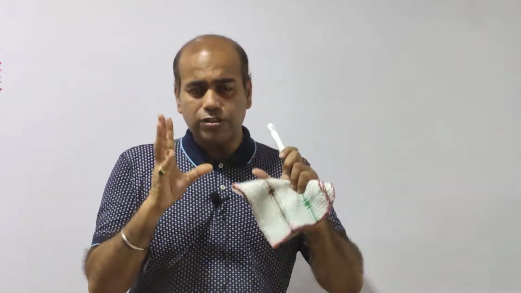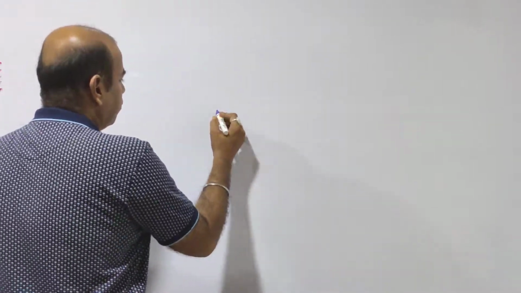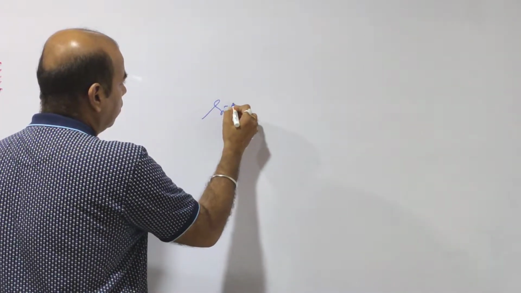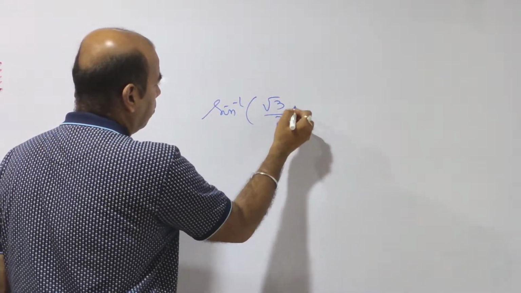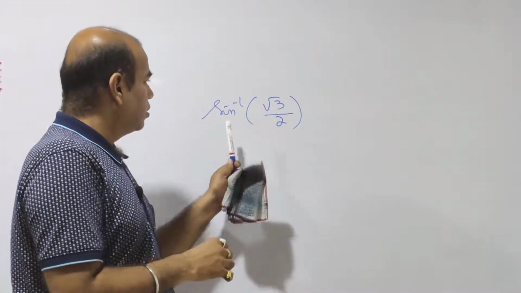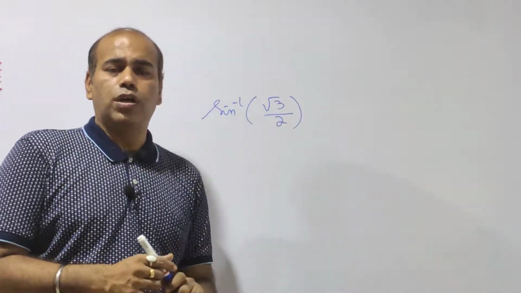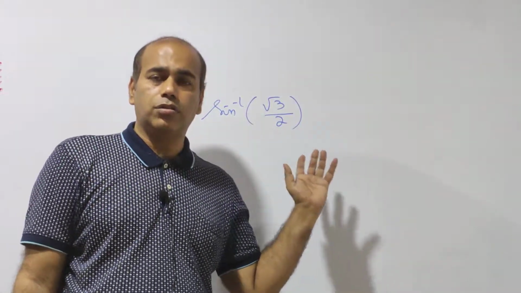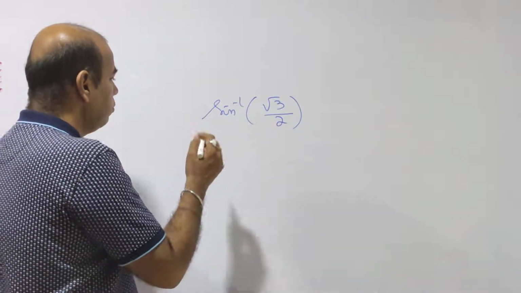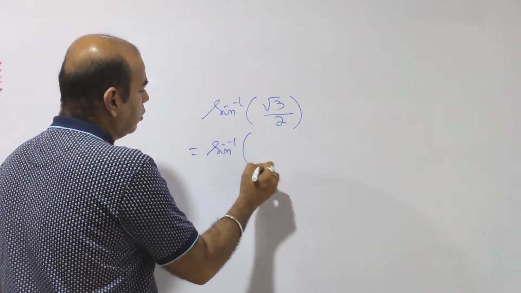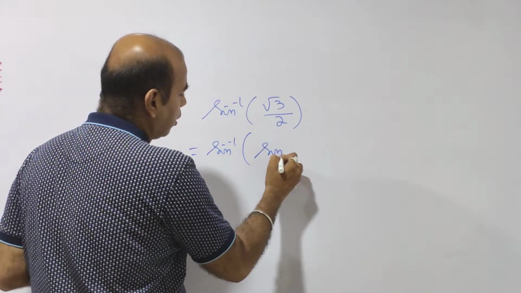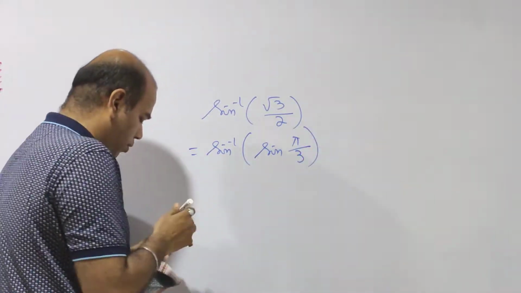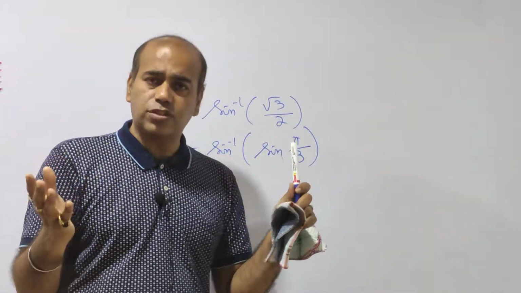Now let me go for simple basic questions, to build question solving ability for inverse trigonometry. Let me take one example, sine inverse root over 3 by 2. Now the question is sine inverse root over 3 by 2, and they are asking to find the principal solution for it, or what is the solution for it. So what will I do? I will write sine inverse root 3 by 2 as sine inverse sine pi by 3, because root 3 by 2 is sine 60.